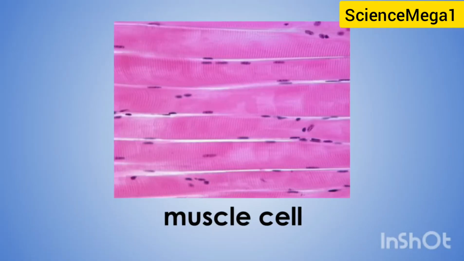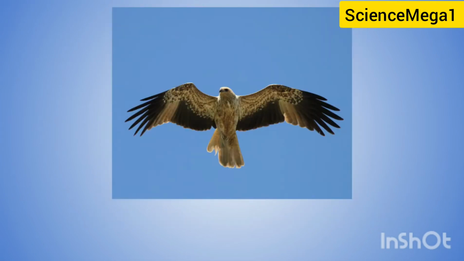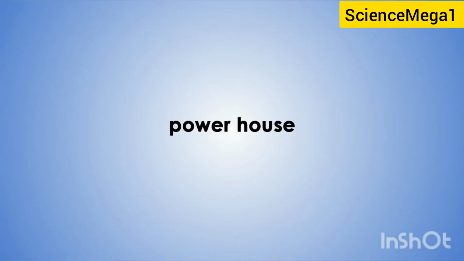For example, mitochondria are numerous in the muscle cells, the middle piece of the sperm cell, cells at the base of the wings of insects, and at the base of the quill feathers of the wings of birds. All these structures require much energy for their activities. Mitochondria contain enzymes which take part in the respiratory process. It is therefore referred to as the powerhouse of the cell.